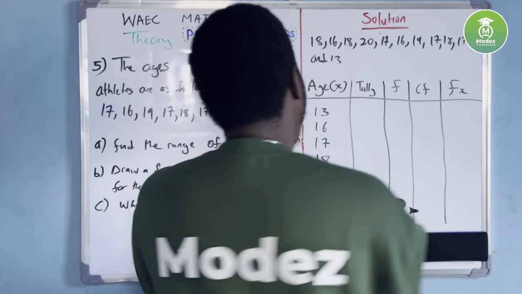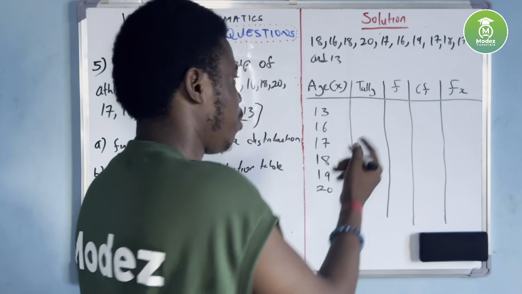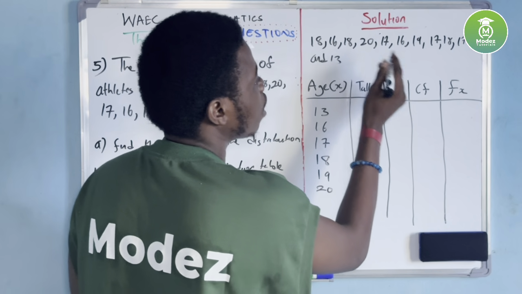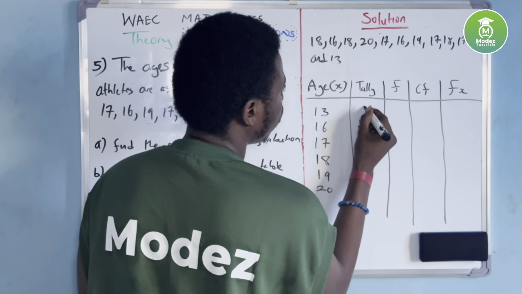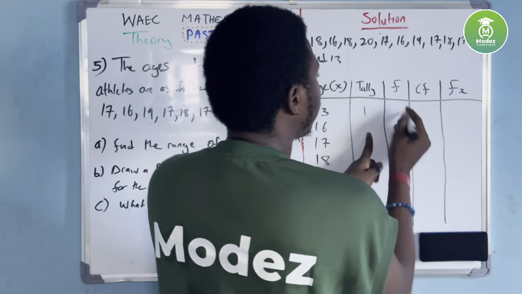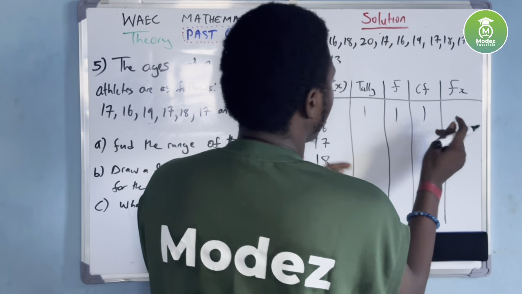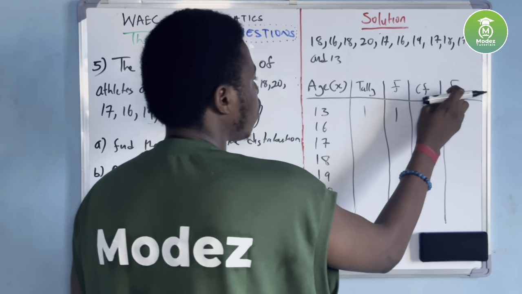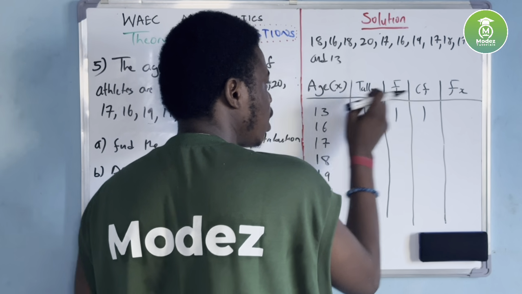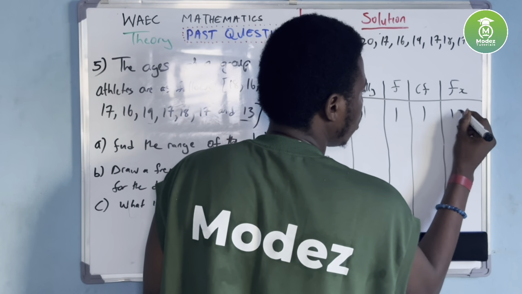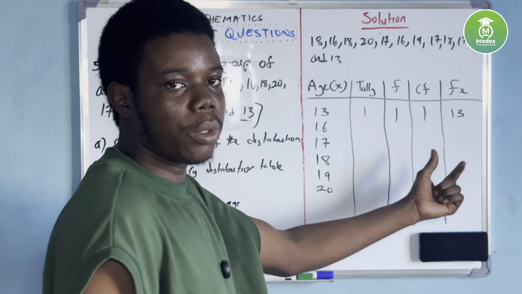So the tally is how many times that it occurred, right? But you are drawing it in a different way. For example, 13 only occurred once. So frequency will also be 1. Cumulative frequency will also be 1. Then fx will be frequency multiplied by the age, which should be equal to 13. I hope you get it.